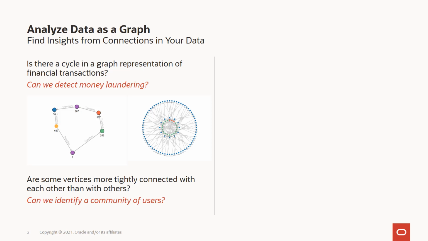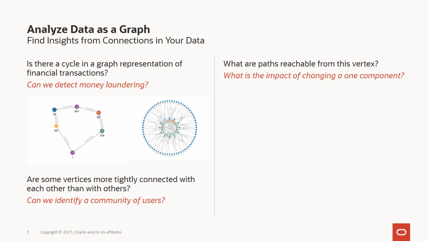You can also use graph analytics to identify specific sets of vertices that are more tightly connected to each other than to other vertices in the graph. For example, customers who have similar buying patterns and similar behaviors would likely be more connected to each other in a graph. So when you analyze your data as a graph, you can identify these communities of users, which helps you make better product recommendations to them.